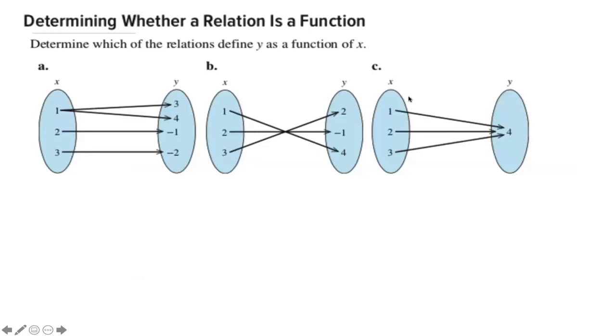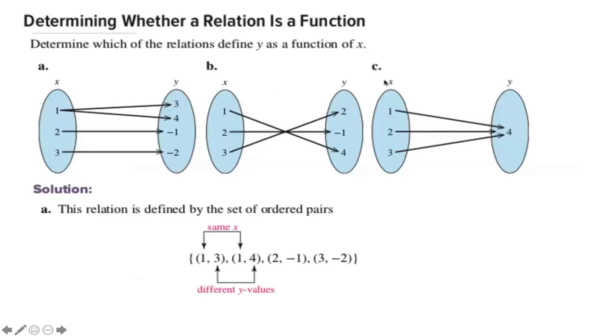And same thing here. It looks like everything corresponds to 4, but that's okay. Every x has exactly one y, which is 4. This x has one y, which is 4. Notice in this first case, this x has two y's, 3 and 4. That makes it not a function, but B and C are both functions.